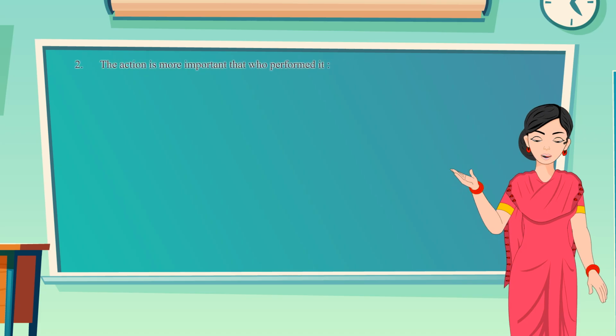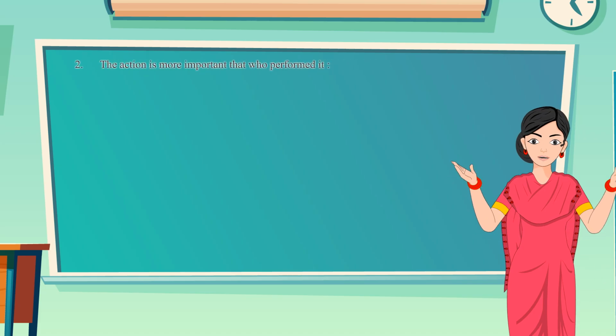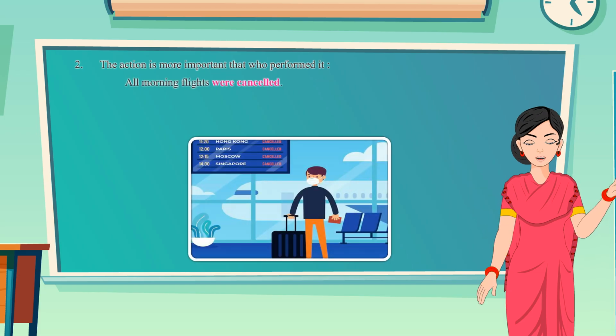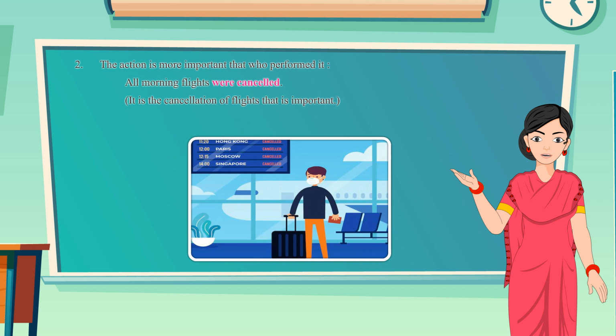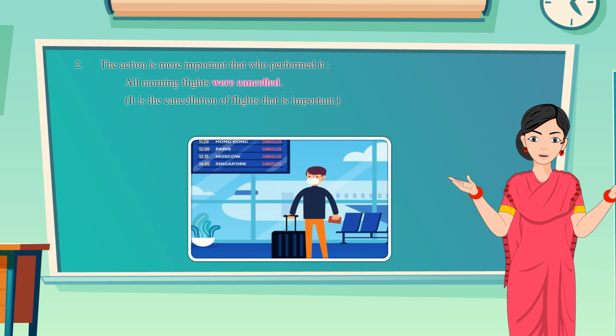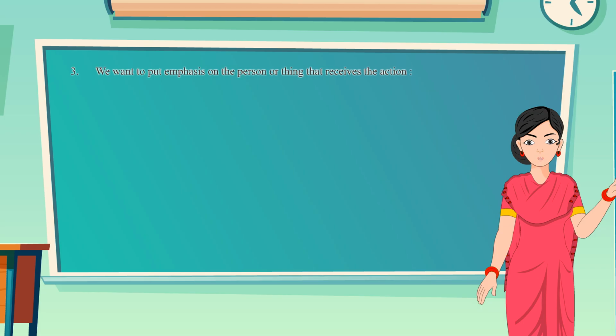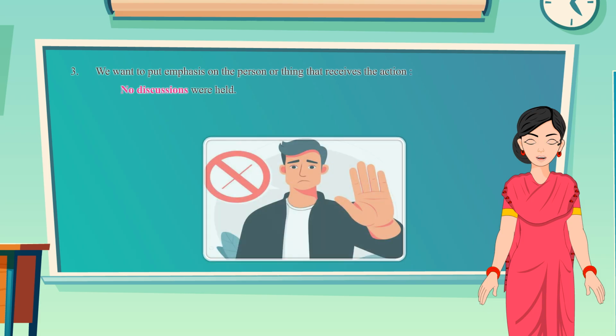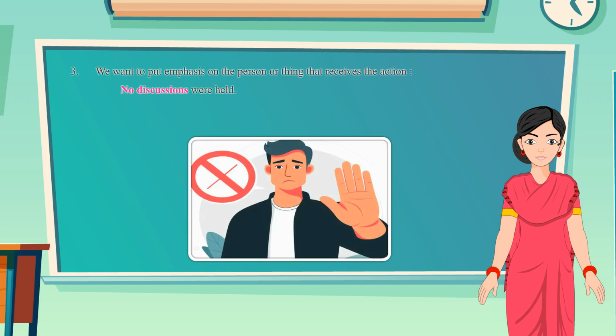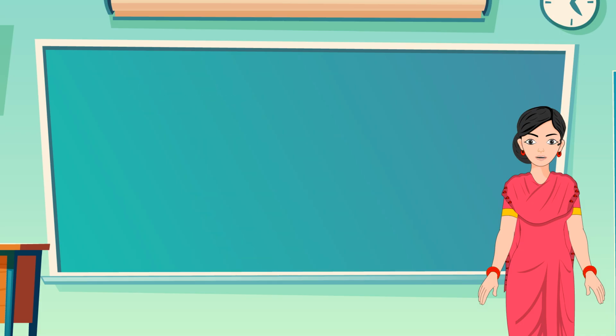2. The action is more important than who performed it. All morning flights were cancelled. It is the cancellation of flights that is important. 3. We want to put emphasis on the person or thing that receives the action. No discussions were held. The emphasis is on no discussions.